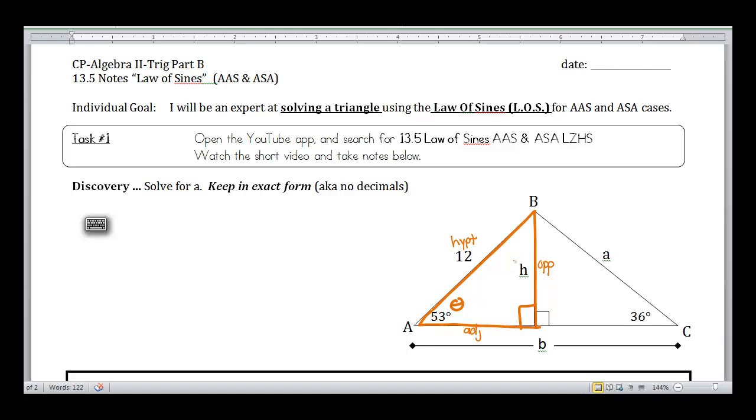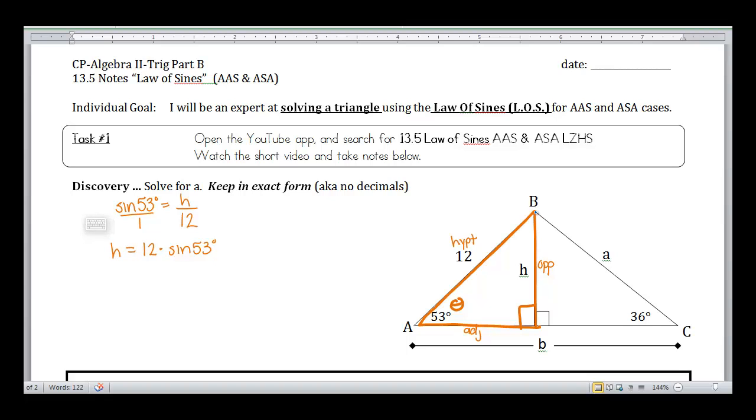If I want to solve for h, the opposite side, and I know the hypotenuse, the function that uses both opposite and hypotenuse is sine. So the sine of 53 degrees will equal the opposite side, h, divided by the hypotenuse of 12. If I put this over 1, I have a proportion that I can cross multiply and solve. That tells me to take the 12 times the sine of 53. Let's hold off on solving this until we get our other part of the triangle solved for h.